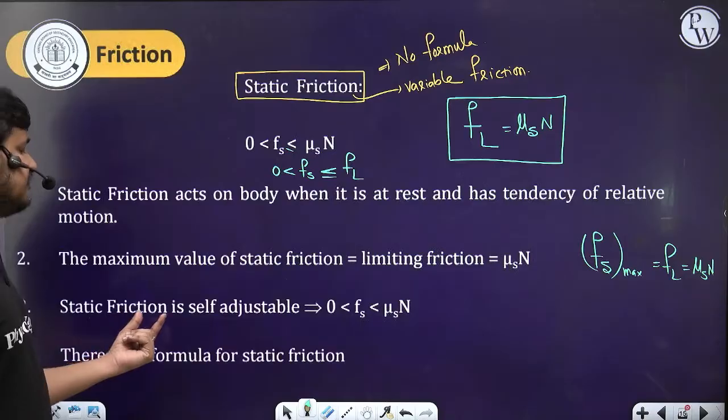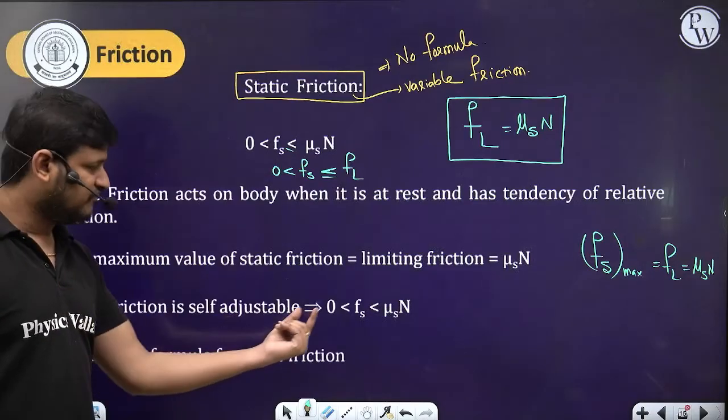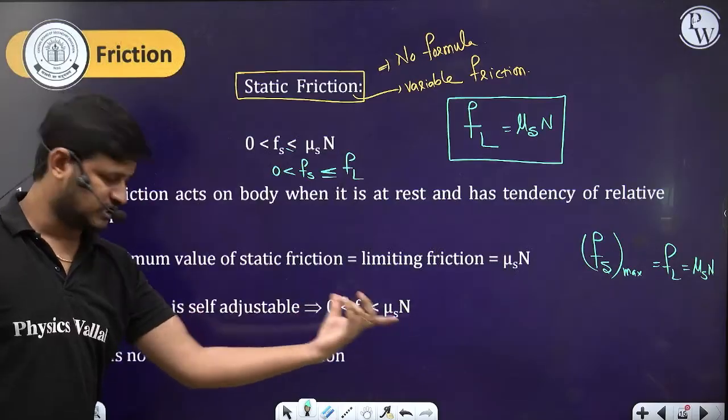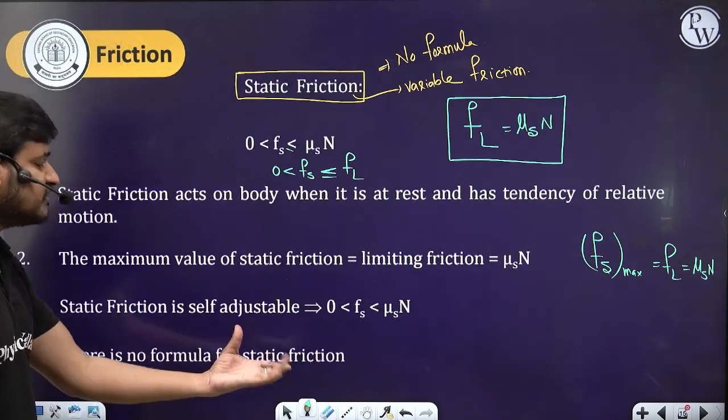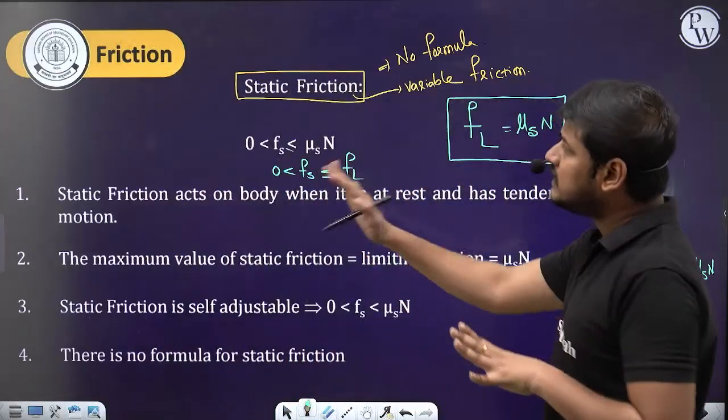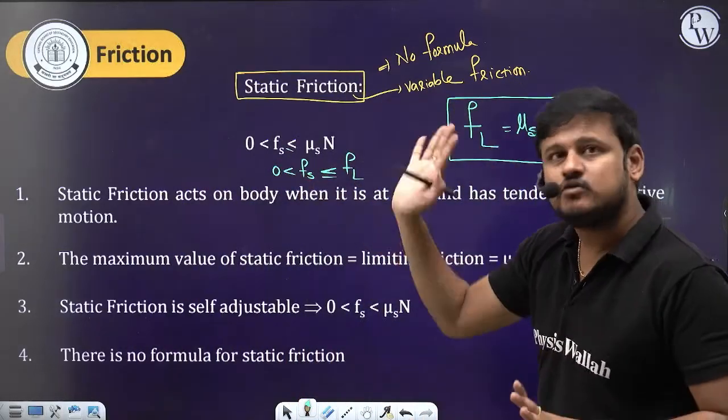So the static friction is self-adjustable. So from where to where? 0 to limiting friction. And there is no formula for the static friction, as we discussed earlier. So this is just the theory. Now let's understand this concept by the questions.